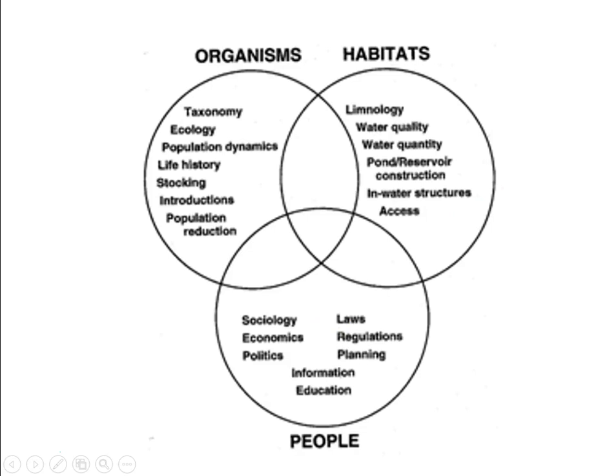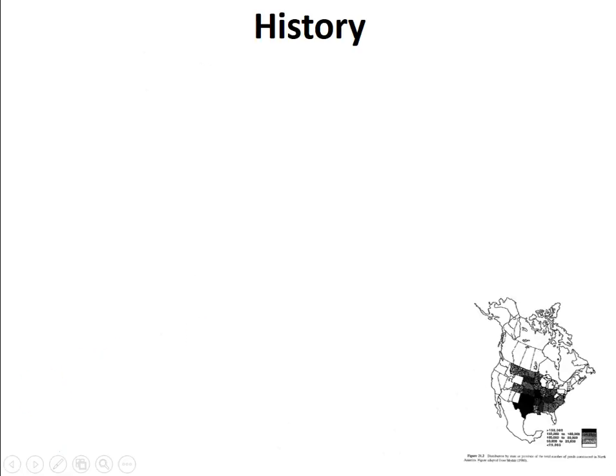I'd like to pause right here and point out that these three things, organisms, habitats, and people, are not unique to managing a fishery. This lecture should be used as an example for managing many similar resources. Other types of wildlife can be managed this way, and even things like plants. A lot of natural resources, when managed, consider these three components: organisms, habitat, and people.